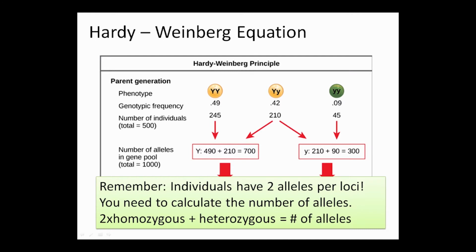So the next step, once you find the number of dominant alleles and the number of recessive alleles, is to divide these values by the total number of alleles, and that will give you your frequency. I want you to pay attention to these numbers. Okay, this is my parent generation, and we're going to see what happens to the offspring generation to see if it's going to change.